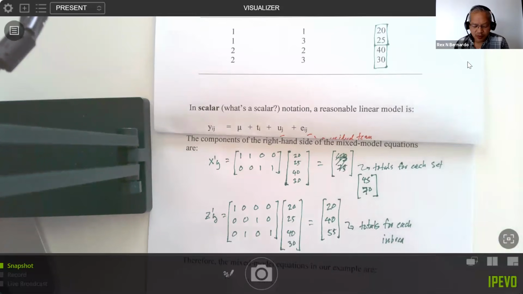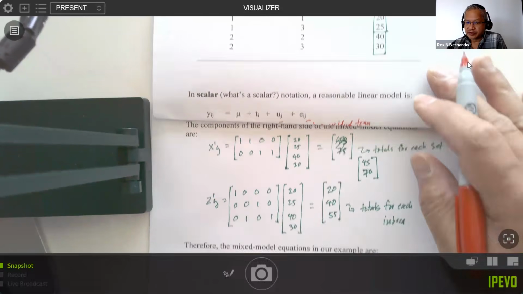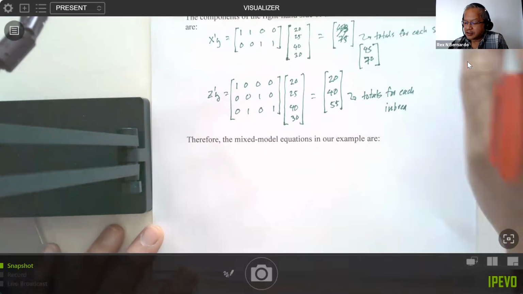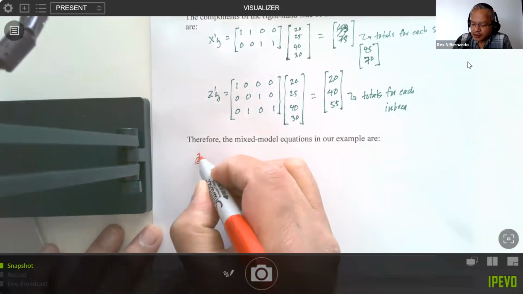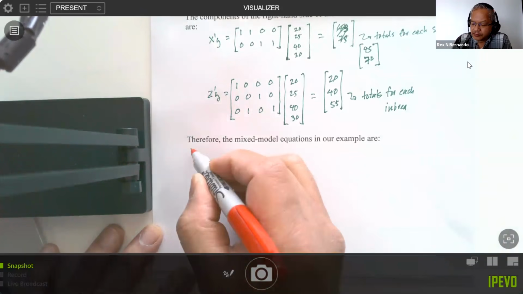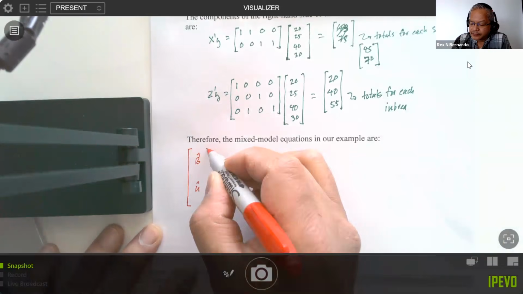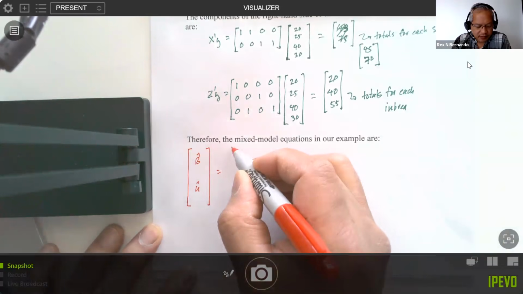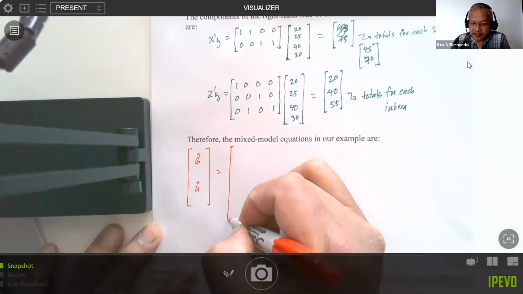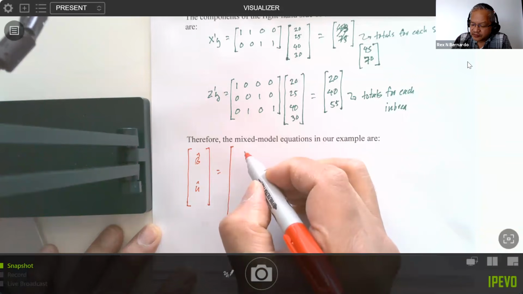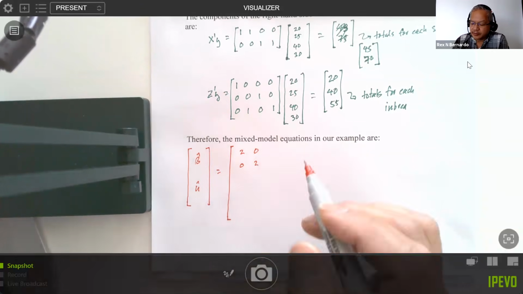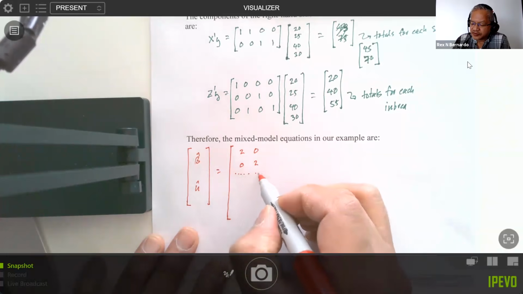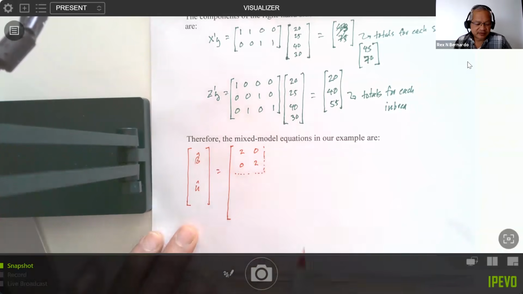So therefore, by now, we have built all of the needed submatrices to put together the mixed model equations. And here's what they would look like then. B, mu. This is 2 and 0 and 0 and 2. Okay, this was, just use this to say that's the x prime x.